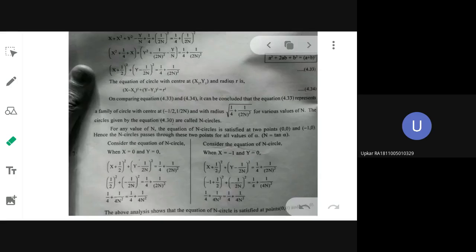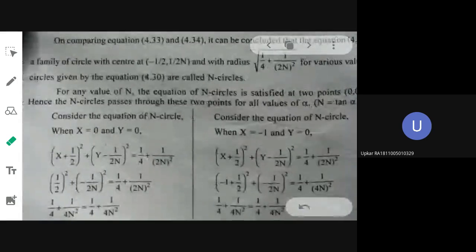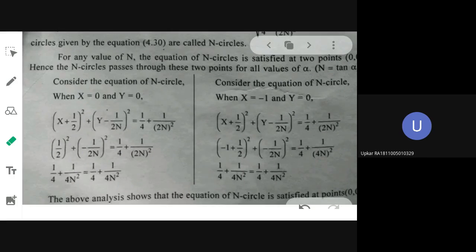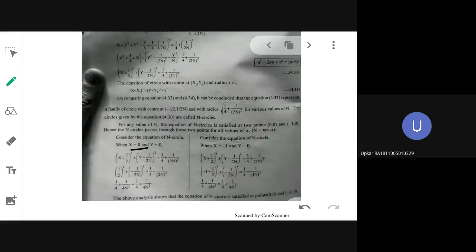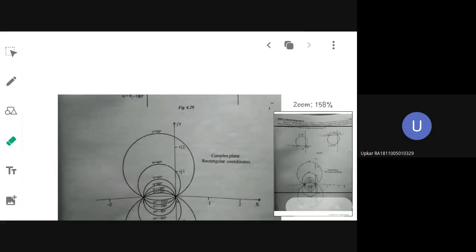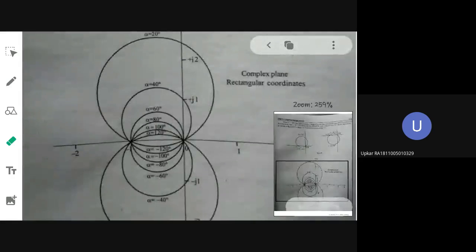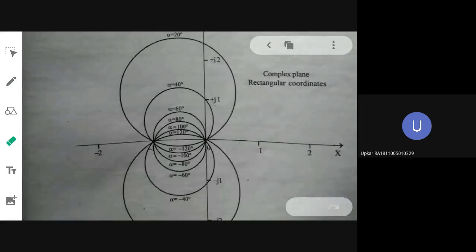Here also you can substitute some values of x and y and prove that both sides are equal, but that is not necessary. So now these are the n circles. Now for positive values of phase, where are the circles located, and for negative values, where are they located?